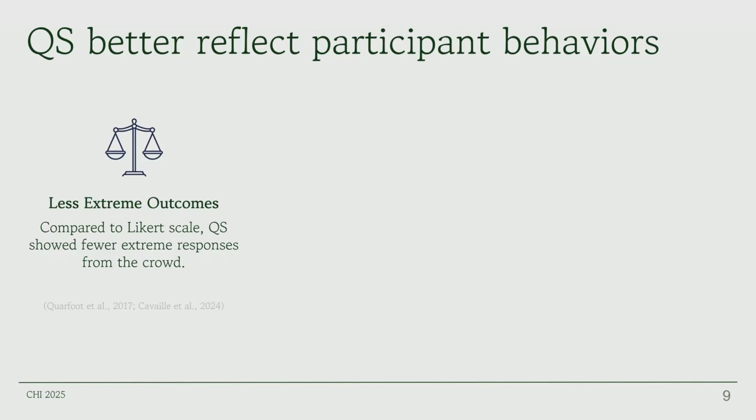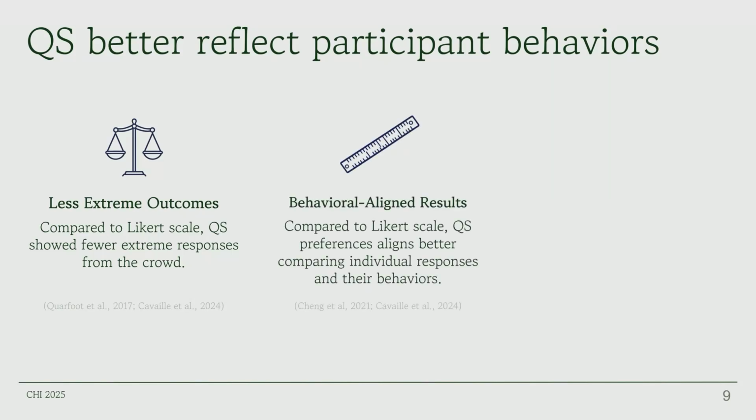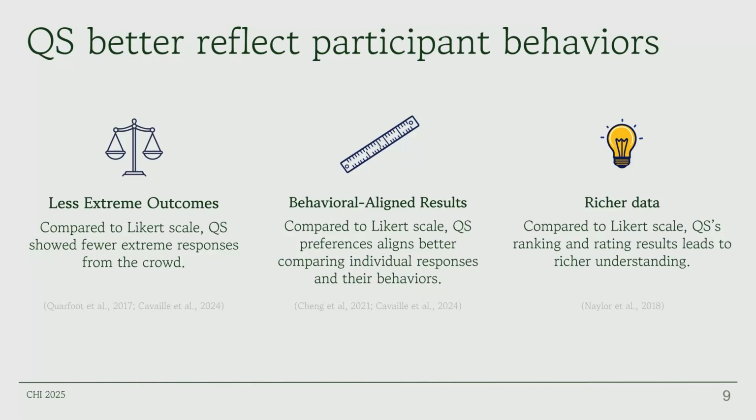Prior studies showed QS better reflects participant preferences when compared to traditional Likert surveys in 3 ways. First, QS results show fewer extreme outcomes. Second, QS responses aligned more closely with participants' actual behavior. And lastly, QS provides richer data that better informs decision making.